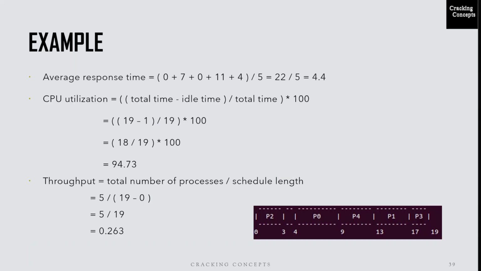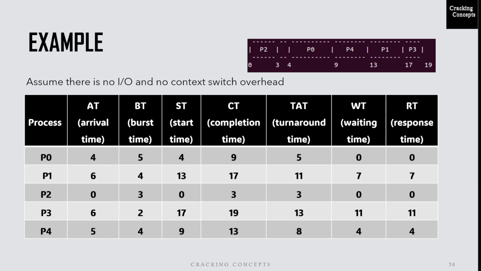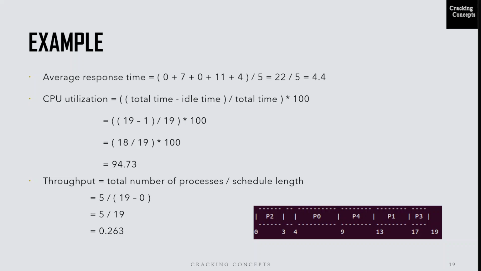From those values we can calculate the average response time. So we'll take these 5 values and divide them by 5. We'll get the value 4.4. Then we have the CPU utilization, whose equation is total time minus idle time, divided by the total time, multiplied by 100. So the total time taken is 19. The idle time here is 1 unit. So the value will be 94.73.